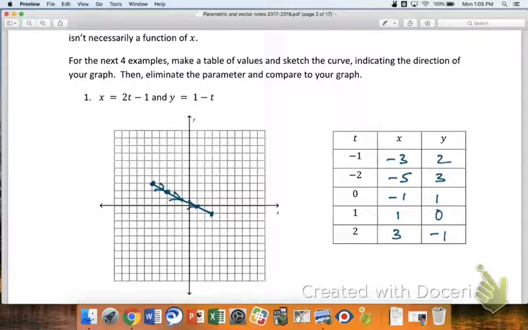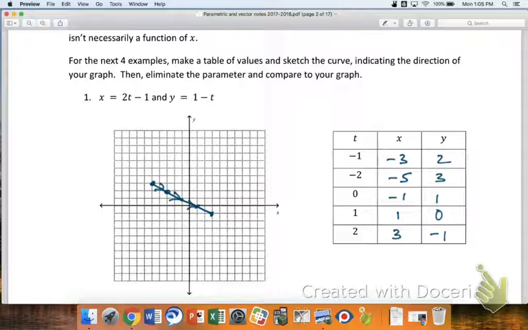What do you guys think? Do you have a similar looking graph? Any questions on the table, the graph, anything like that? Are they not always a curve? Not always. This looks like a line, doesn't it? Yeah. Definitely looks like a line.